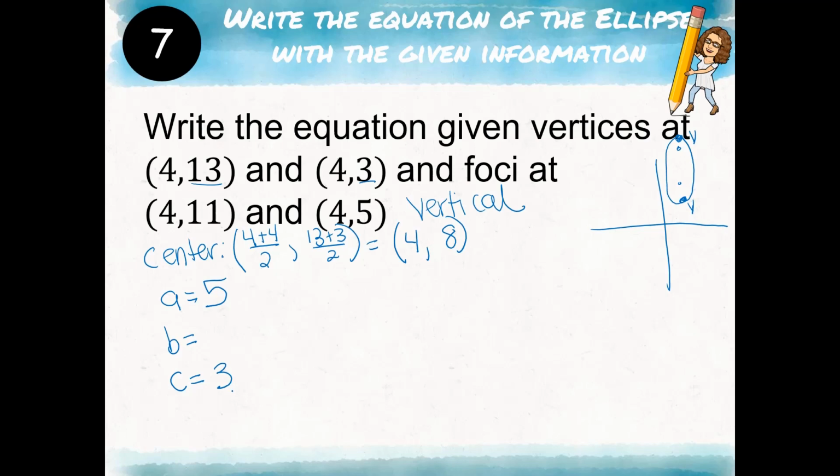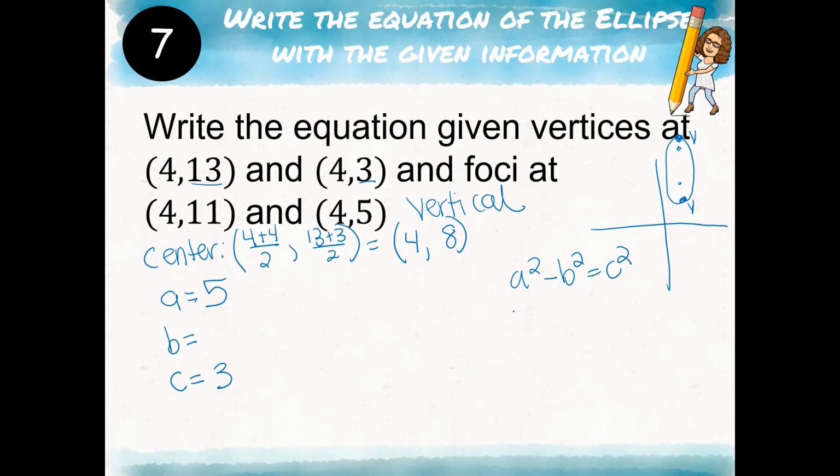C is not in our problem. It's not in the equation. So I need to find the b value. Well, isn't there that formula? Don't we have that a squared minus b squared equals c squared? And in the graphing, we always use that to find c, but can't it work backwards to find our b?